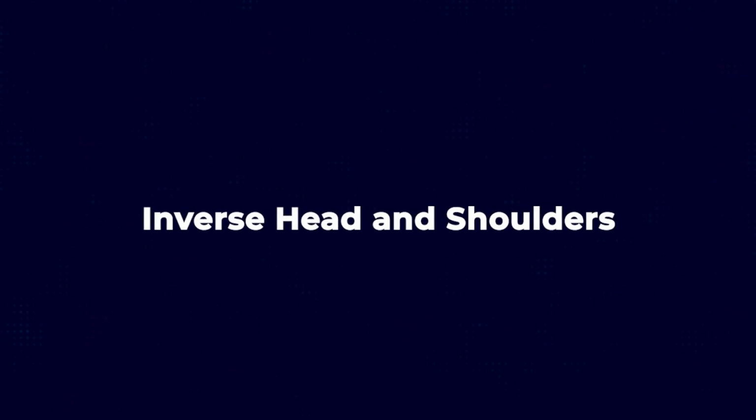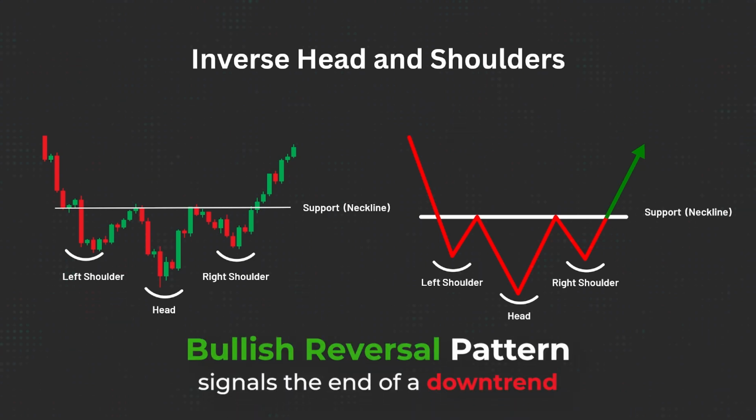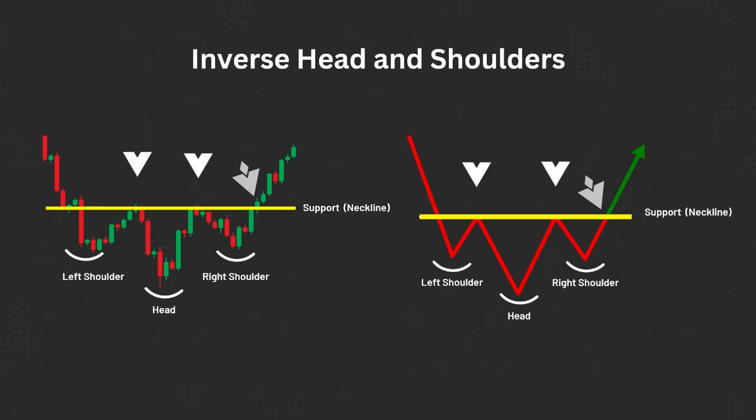The inverse head and shoulders is the bullish counterpart to the head and shoulders pattern. It's a bullish reversal pattern that signals the end of a downtrend. It has the same 3 parts, the head, which is the lowest point, and the 2 shoulders on each side, which are the higher lows. The pattern is confirmed when the price breaks and closes above the neckline, which connects the highs between the shoulders.